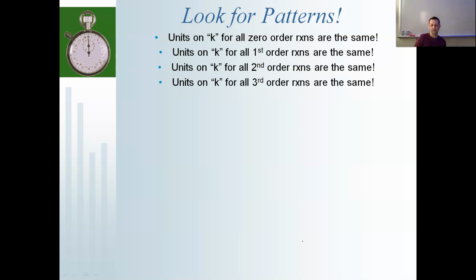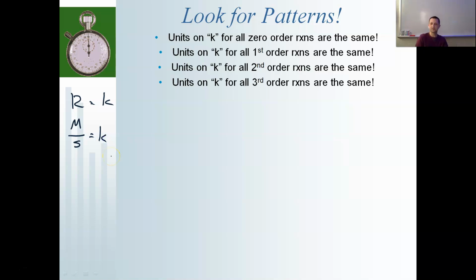Let's take a look at the first bullet point here. It says the units on K, your rate constant, for all zero order reactions are the same. So if you take a zero order rate law, which is simply rate equals K, figure out what your units are going to be on K. Well, you know rate. Rate is always change in concentration over change in time. So the rate is always going to be molarity per second. So substitute molarity per second in for rate for all of these and solve for K.